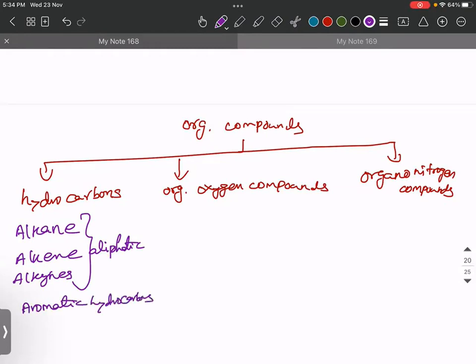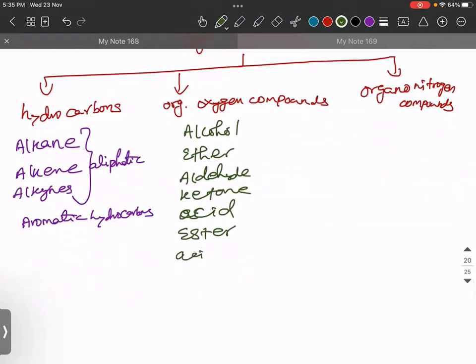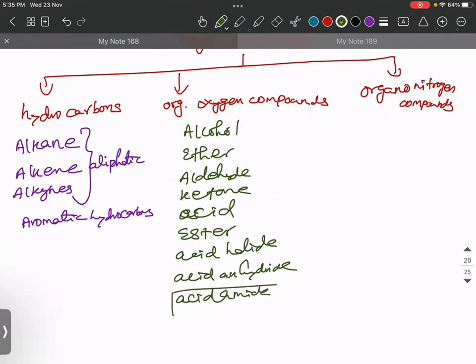And then organo-oxygen, you have alcohol, ether, aldehyde, ketone, acid, ester, acid halide, acid anhydride, acid amide. So this we call as amide.